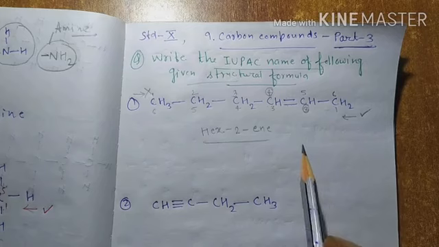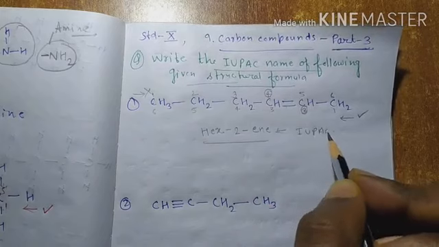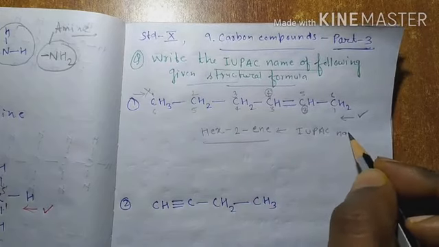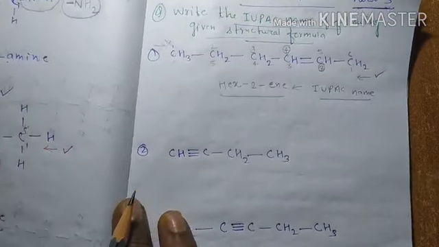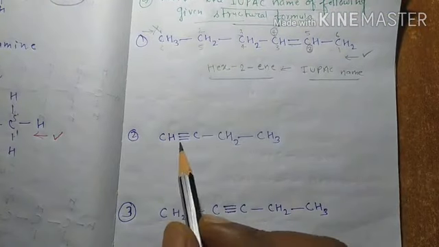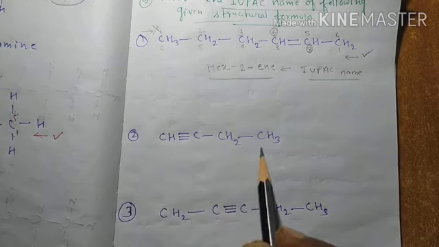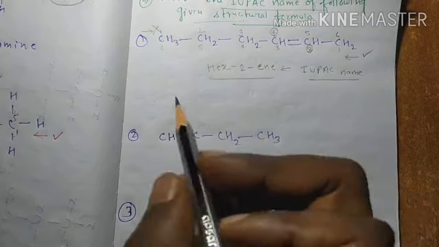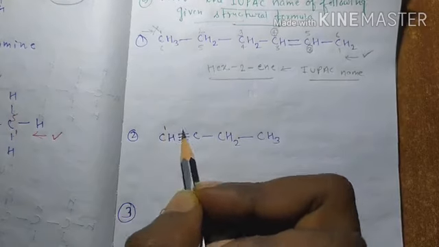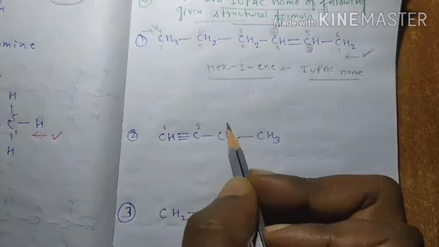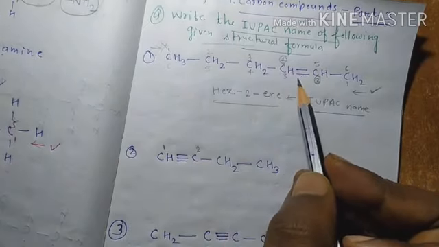Okay, this is the IUPAC name. Okay, so in the case of this structural formula, how will you write the name? If we give number 1 to this carbon atom, 1, 2, why have we used the suffix ene? The reason is there is a double bond present.